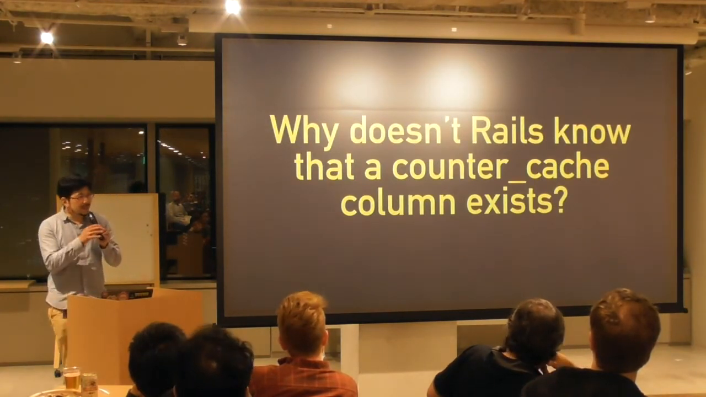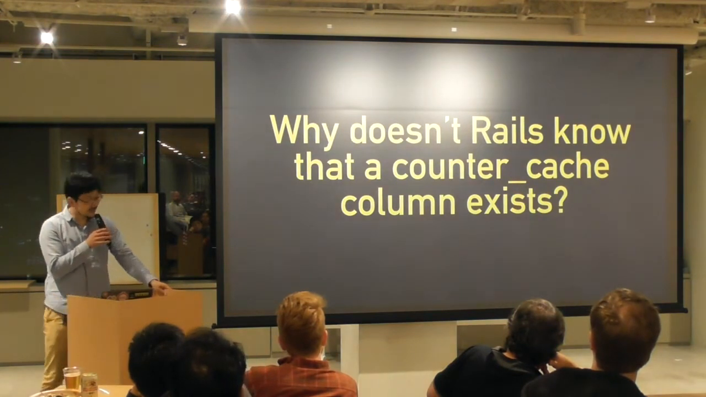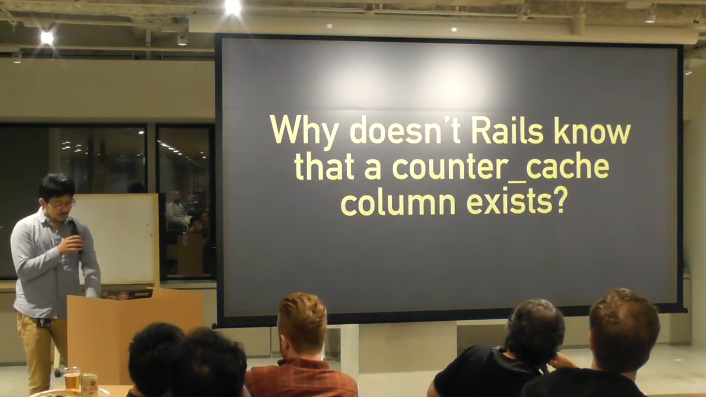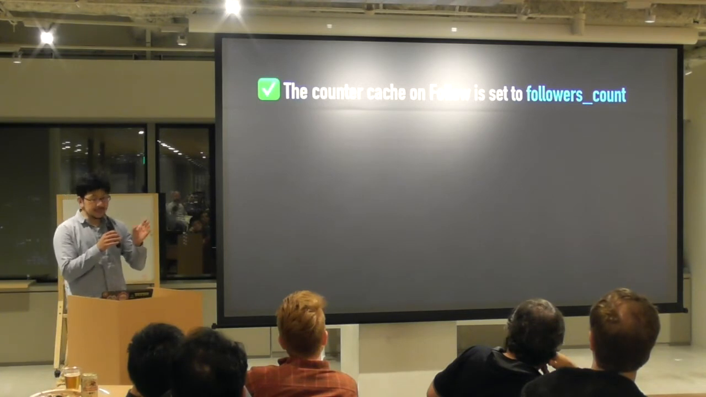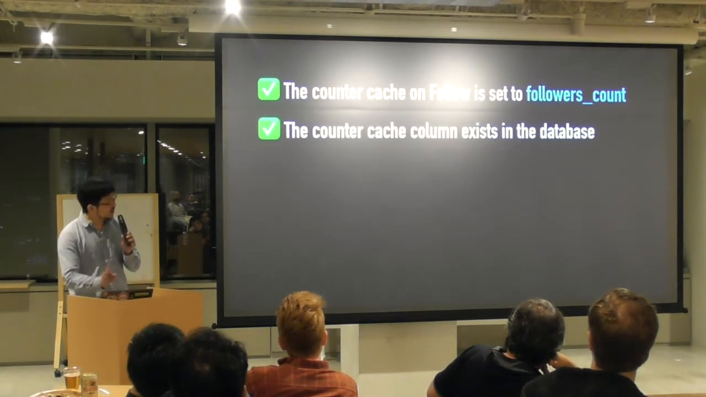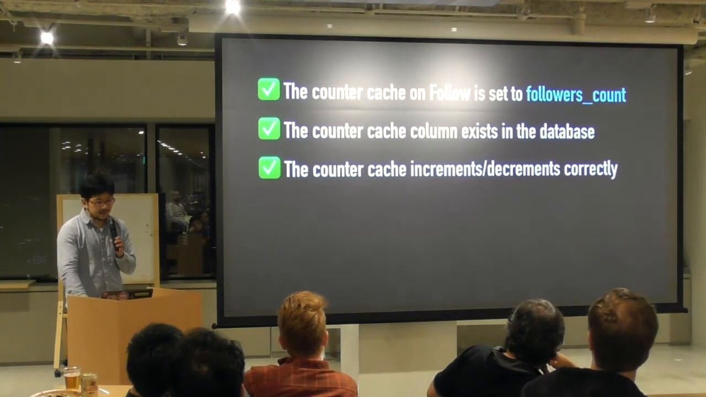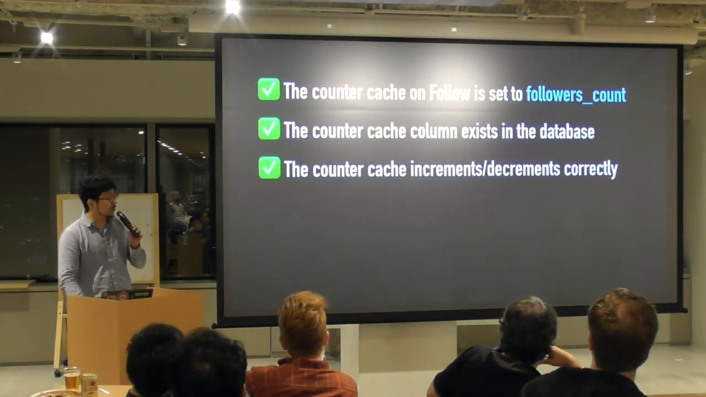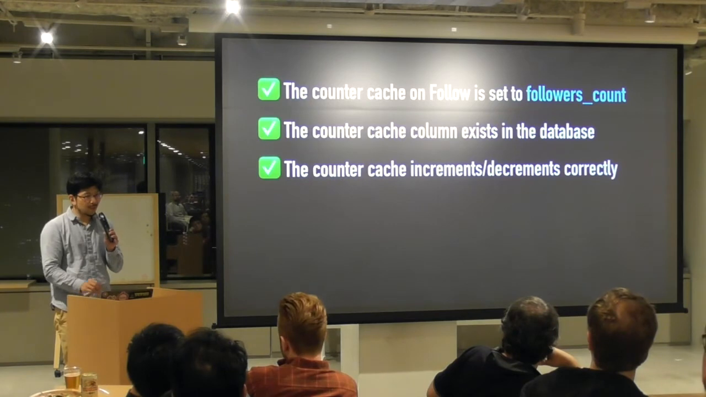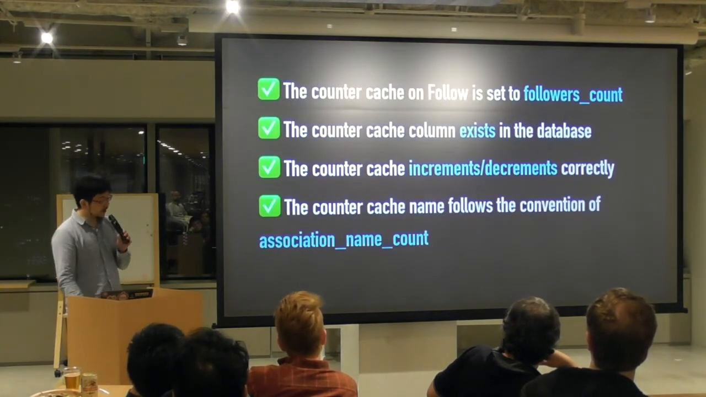So the next question is, when you're debugging this kind of thing, why doesn't Rails know that a counter cache exists? So this is the expectation. You've got this counter cache on follow, it's set to follows_count, and the column itself exists in the database, so we should be good. And it increments and decrements correctly, so the value in there is actually correct. So Rails sometimes knows that the counter cache is there. And it follows the right convention as well: association name count.